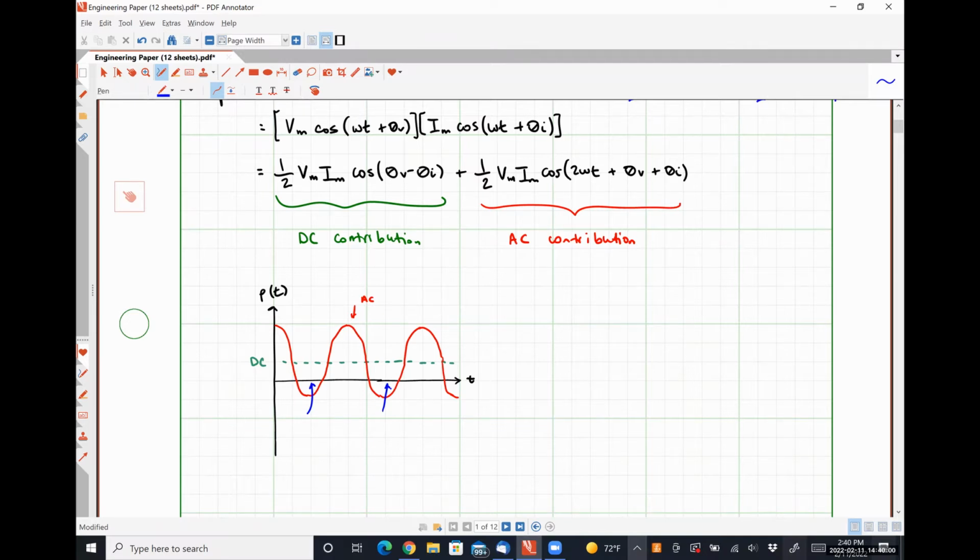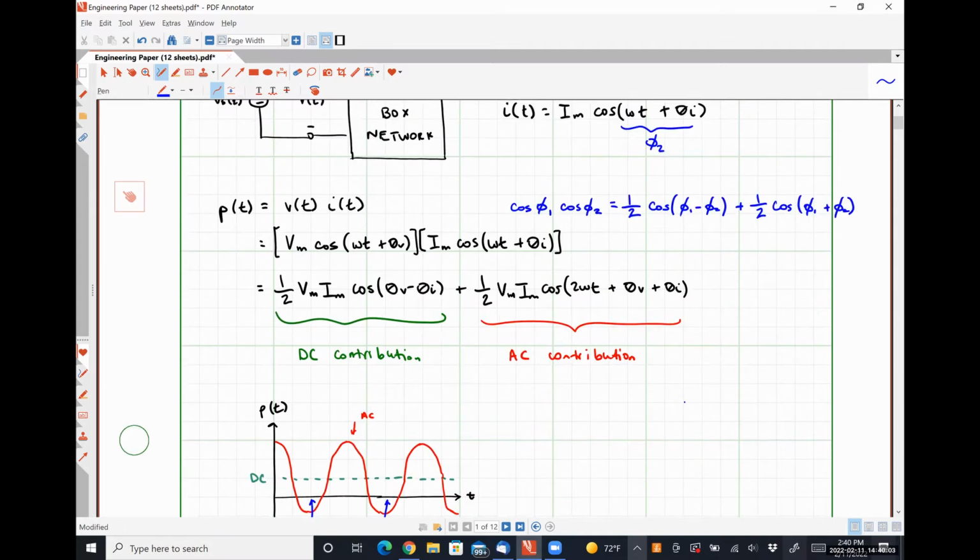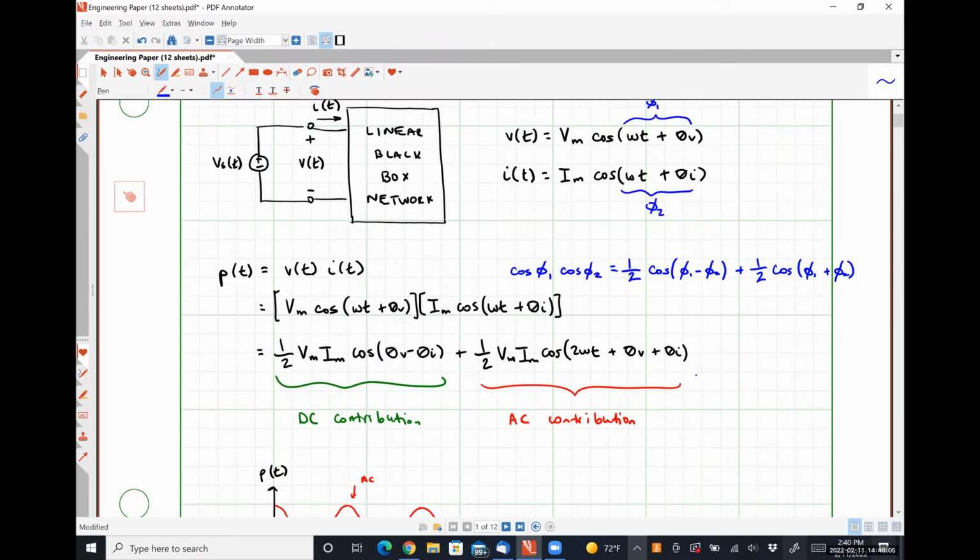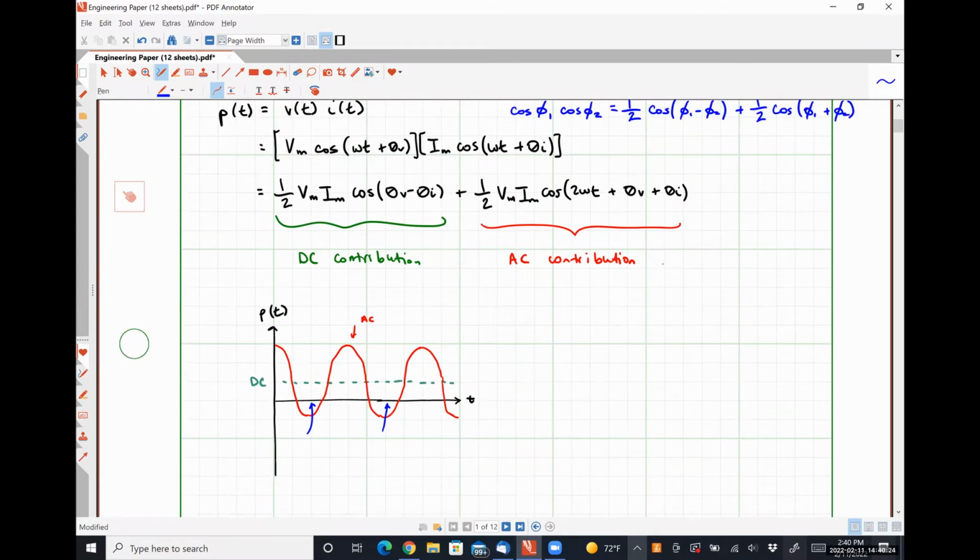Right. So the instantaneous power that we've detailed here, our current I of t is flowing into the positive polarity terminal of our linear black box network. So our instantaneous power equation is giving us the power that is absorbed by whatever makes up this network. Whenever this instantaneous power is negative, that means our network is supplying power back to the source.